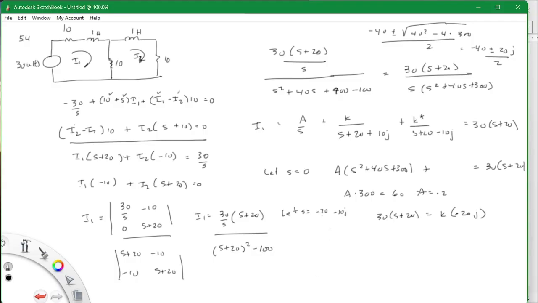So let S be minus 20 minus 20, so it's 30 times minus 20 plus 20, so it's times minus 10j is equal to K times minus 20j, or K is equal to... the j's cancel out. Very good. This was kind of an interesting one. K is equal to 15.